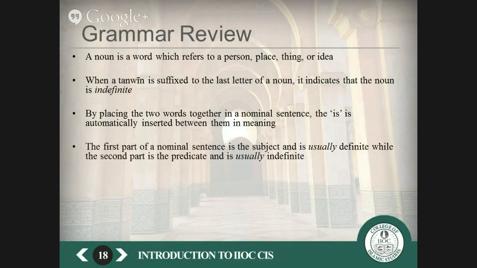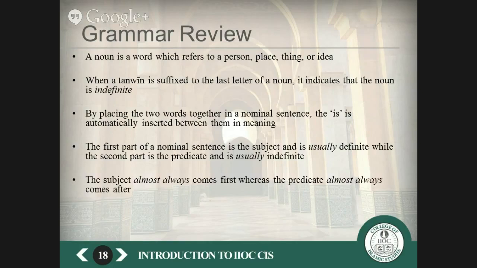The first part of the nominal sentence is called the subject, and it's usually definite. So is hadha kitabun? The first part is the subject. Is hadha definite? Yes, it is. While the second part is called the predicate, and it's usually indefinite. Hadha kitabun. The second part is kitabun, it's a predicate. Is kitabun indefinite? Yes, it is. So it's usually indefinite. The subject almost always comes first, and the predicate almost always comes after. So hadha kitabun, subject, and then predicate.